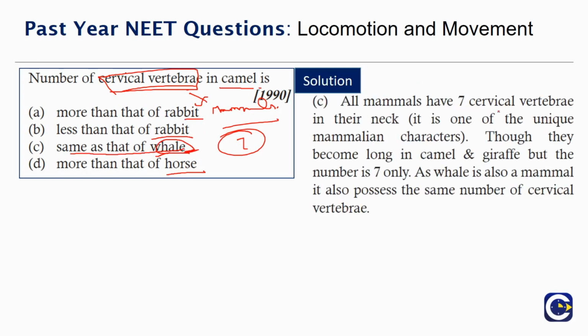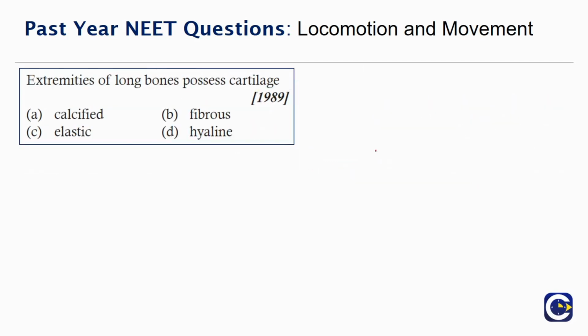All mammals have 7 cervical vertebrae in their life. It is one of the unique features of mammalian characters. Though they become long in a camel and giraffe, the number is 7 only. As whale is also a mammal, it also possesses the same number of cervical vertebrae, that is 7. So that is same as that of whale. So moving on to the next question.